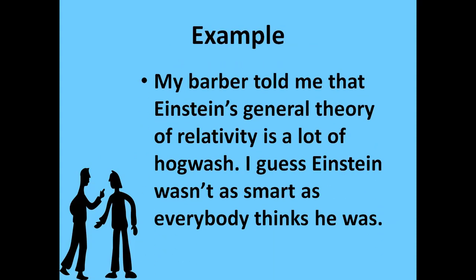Let's see this example. My barber told me that Einstein's general theory of relativity is a lot of hogwash. I guess Einstein wasn't as smart as everybody thinks he was. What does it mean? Because the arguer's barber presumably is not an authority on Einstein's general theory of relativity, this argument commits the fallacy of inappropriate appeal to authority. Such fallacies are found in advertising.